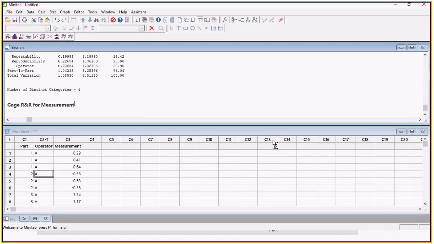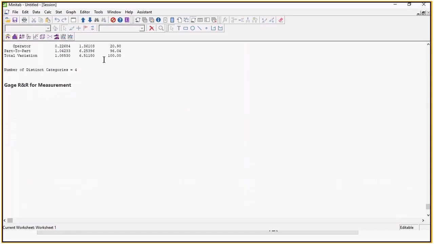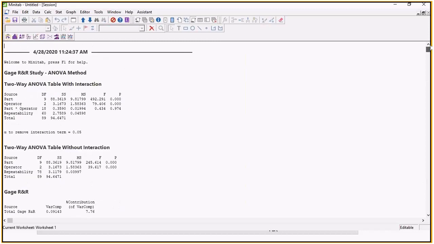When I click OK, I will get this kind of graph, right? So today, basically, I'm going to talk about these graphs because I've already talked about the session window. What is the meaning of this? What is the meaning of NDCs? But let me just brief you again. Here you have the ANOVA table, right? And in the ANOVA table, the part and operator interaction is high. So that is why there is another ANOVA table which says without interaction. Why? Because it is not having the interaction here. Why is it not having the interaction? Because operator and part interaction is insignificant.